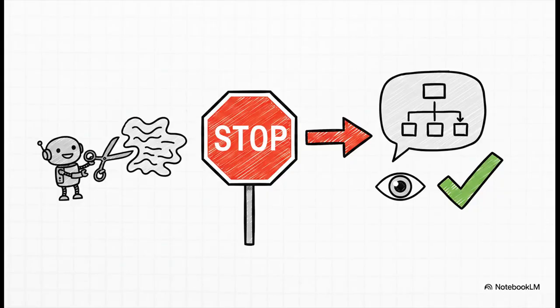Here it is. This is the one habit that will save you from 90% of all potential mistakes. Before the AI does anything major, especially something destructive, you just ask it, show me your plan first.